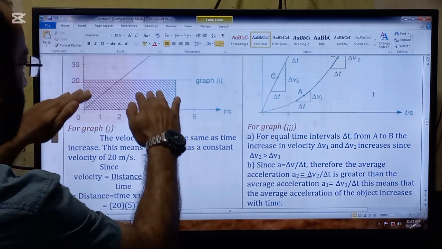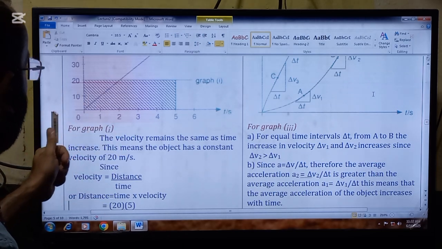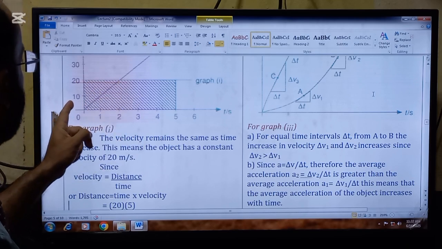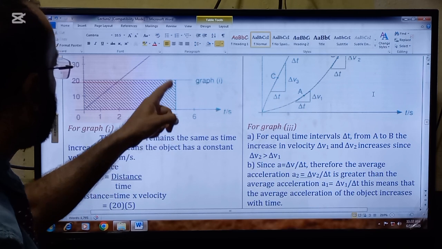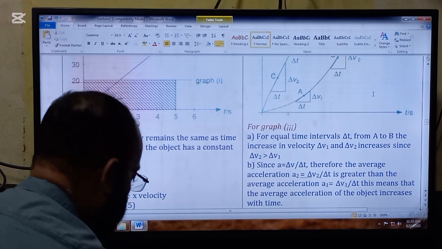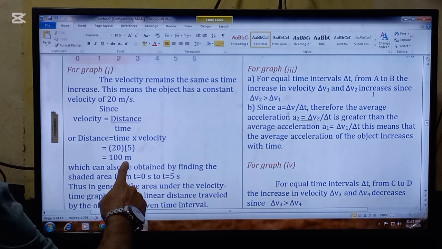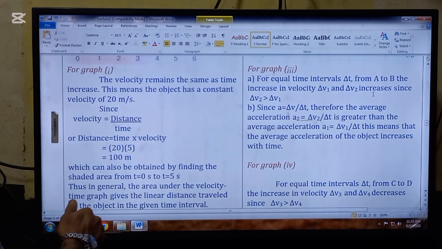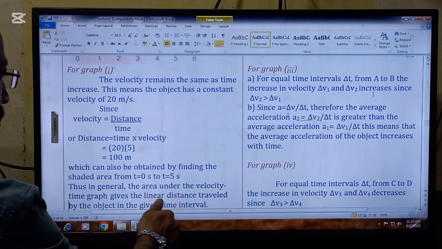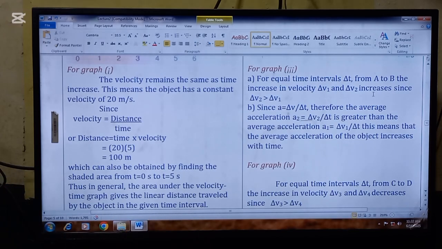So the area under the velocity time graph shows the distance. This is the length and this is the width. So 5 into 20 is the distance. So the body covers 100 meters in the first 5 seconds, which can also be obtained by finding the shaded area from 0 to 5. Thus, in general, the area under the velocity time graph gives the linear distance traveled by the object in the given time interval.